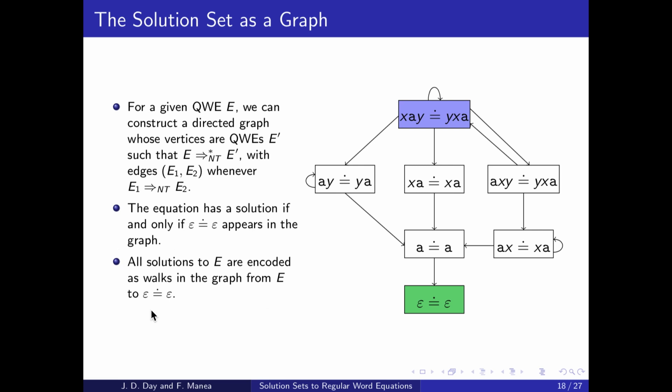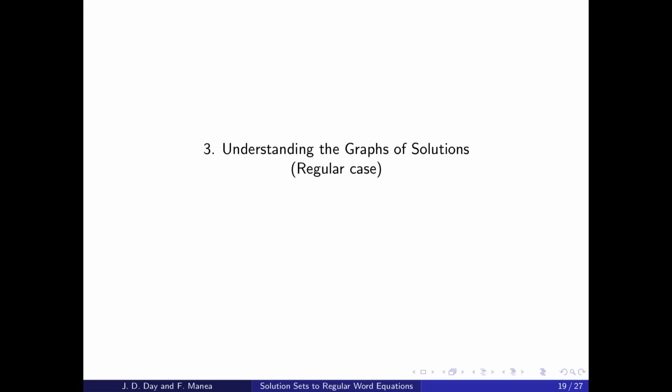And in fact, all solutions to our original equation will be encoded as walks in the graph from the original equation to the trivial equation. And we can get the solutions by composing the corresponding morphisms, as I said before. Now we have this graph which represents solution sets to quadratic word equations. What we want to do is better understand the structure and properties of these graphs. And that's exactly what we do in the regular case.